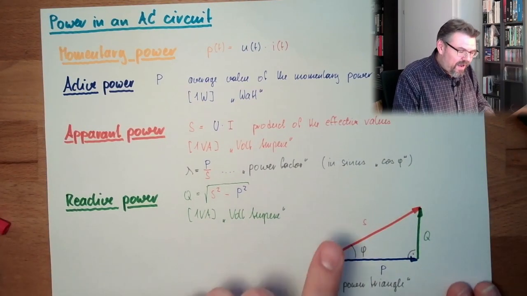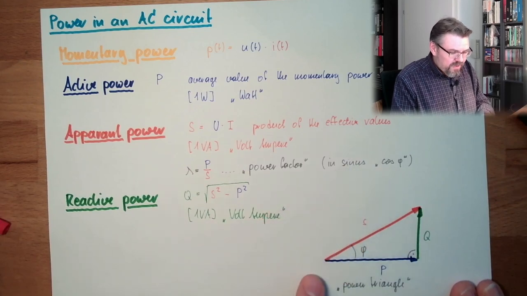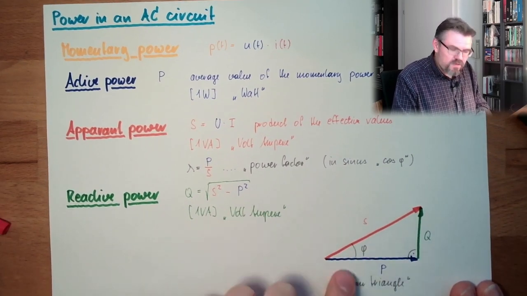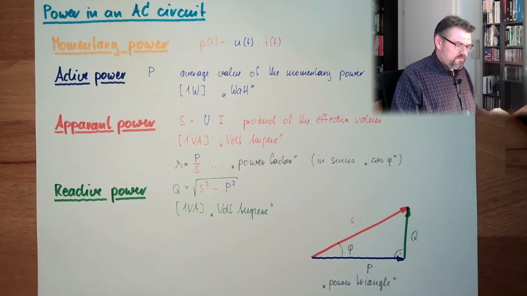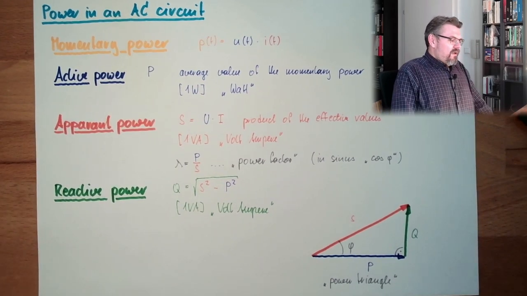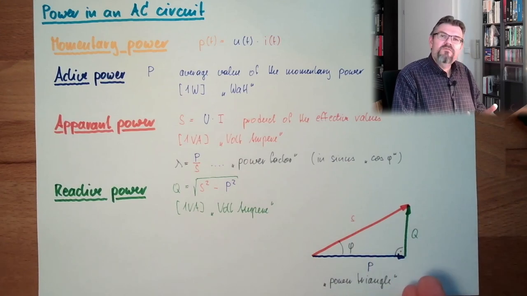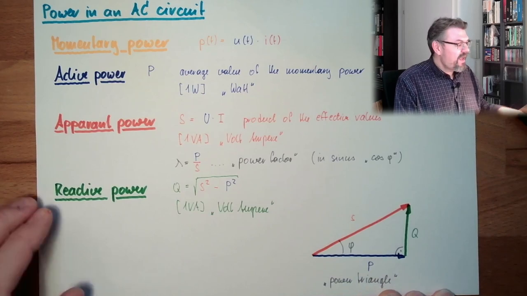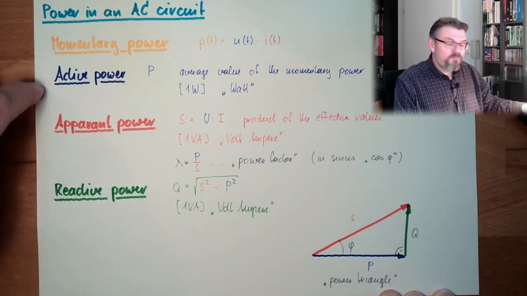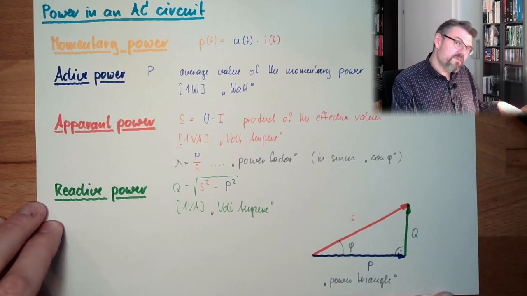This is the power triangle, and now it's clear why it's called cosine phi for sinusoidal values, because S multiplied by cosine phi is P, the power factor, alright? So this is the power triangle. It only appears if we have a phase shift, so if there is a resistance and a reactance. The reactive power is built by the reactance and the active power is built by the resistance. So the active power is built by the real part of the impedance and the reactive power is built by the imaginary part of the impedance.